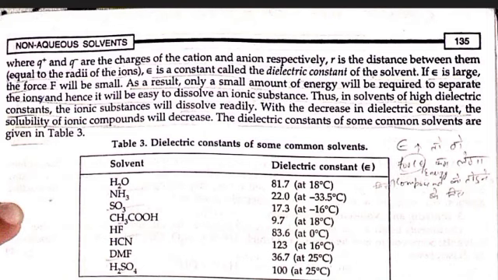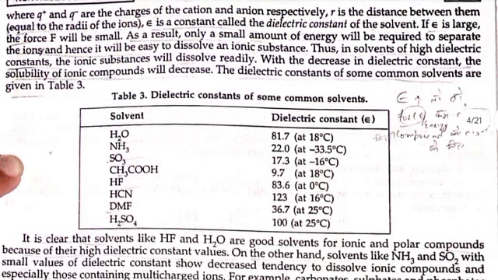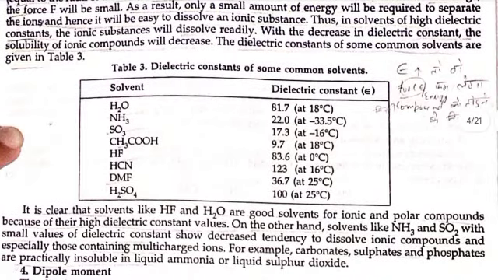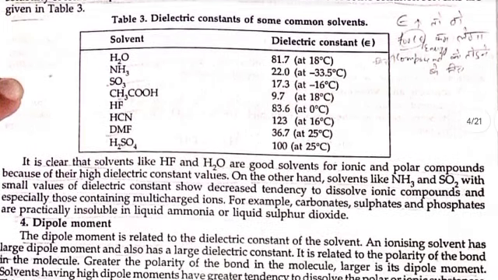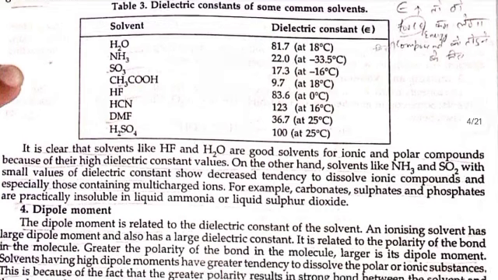If epsilon is large, the force will be small. As a result, only a small amount of energy will be required to separate the ions and it will be easy to dissolve an ionic substance. Thus, in solvents of high dielectric constant, the ionic substances will dissolve readily. With the decrease in dielectric constant, the solubility of ionic compounds will decrease. The dielectric constants of some common solvents are given in the table. H2O is equal to 81.7, ammonia is equal to 22.0 and sulfur dioxide is equal to 17.3.